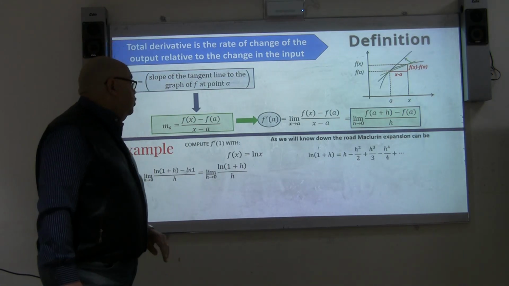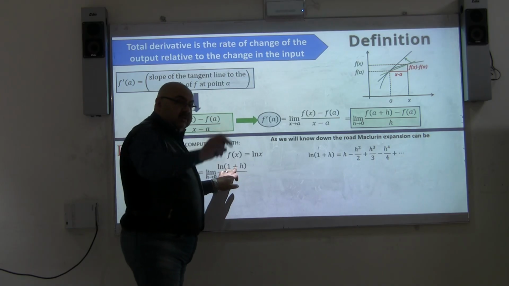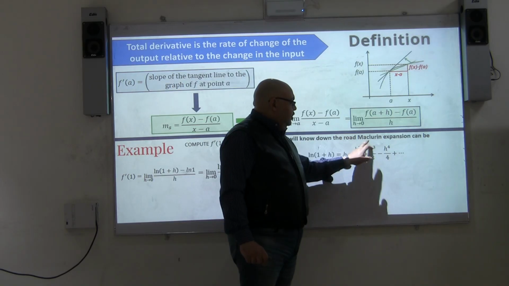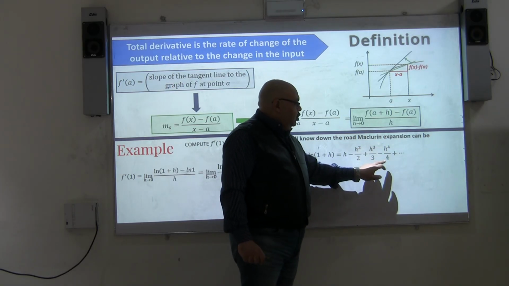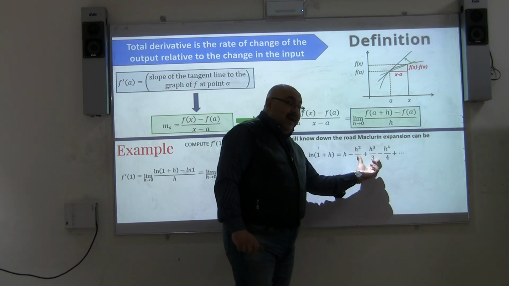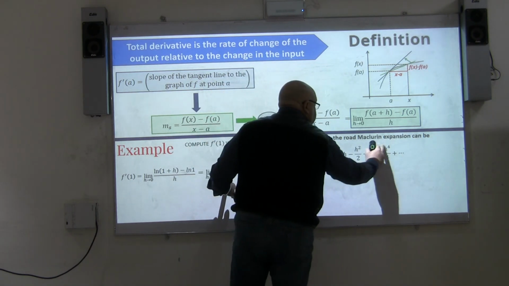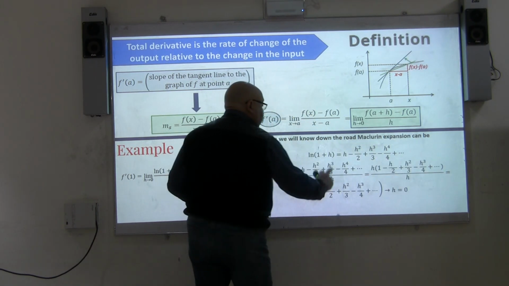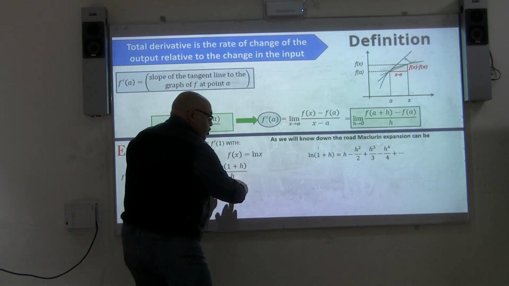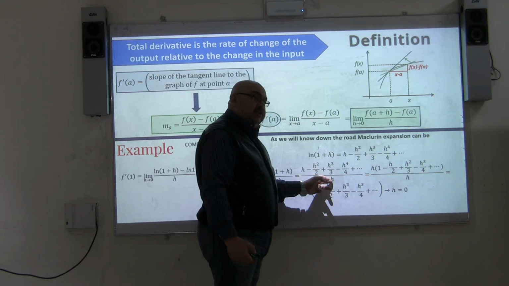So if I want to make a Maclaurin expansion for ln(1 + h), this is going to be the result. It's going to be h minus h squared over 2 plus h cubed over 3 minus h to the power 4 over 4 and so on. If I took this value and divided by h, I can take h as a common from the denominator. So if you remark, this is what I did in here. This is the expansion over h.